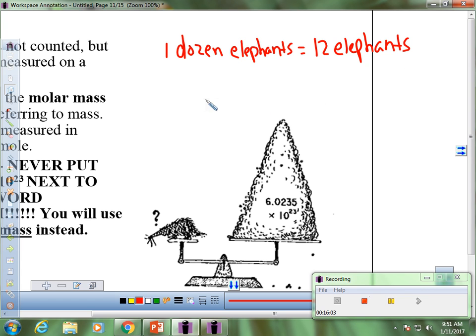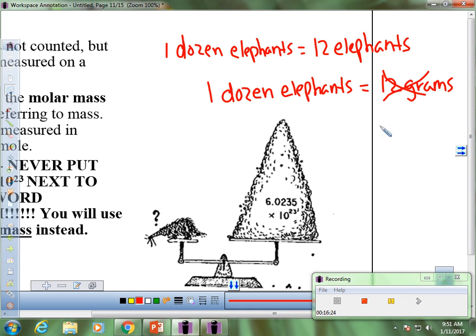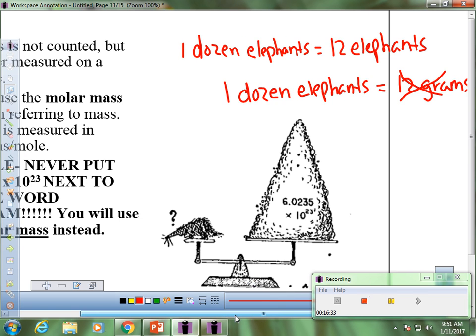But if I said, how much do a dozen elephants weigh, you wouldn't say a dozen elephants weighs 12 grams, because dozen doesn't mean a weight. A dozen means how many, things that you can count. So this is not a true statement. Because you wouldn't use dozen with 12, we don't use the word with Avogadro's constant when we're referring to mass.